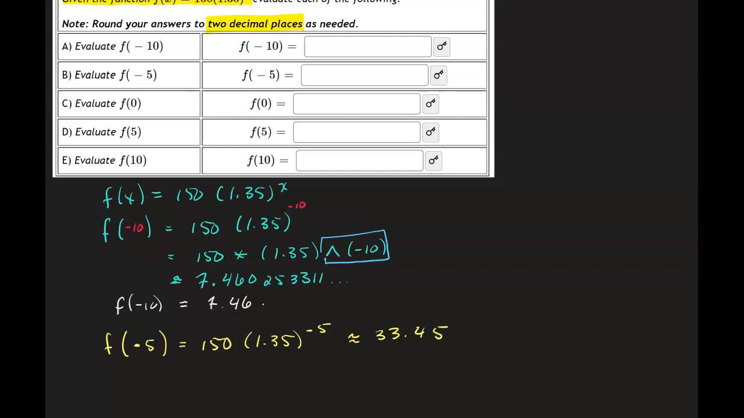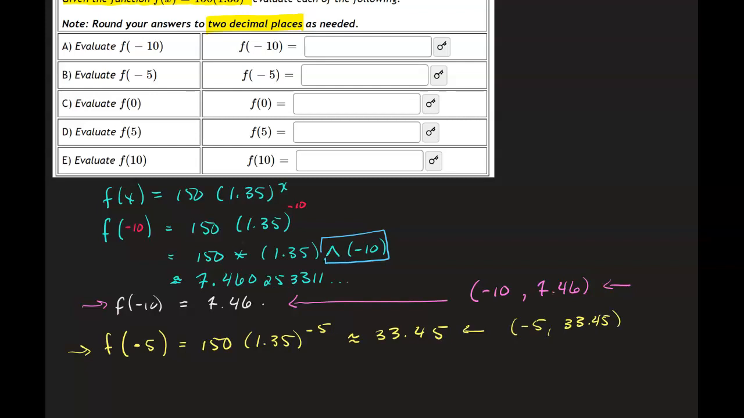So just to recap, when we're evaluating, we're popping in a particular value of the input and discovering what output is associated with it on this function. So we see that given that f of negative 10 is 7.46, we have the point negative 10, 7.46 on the graph. Given that f of negative 5 is 33.45, that gives us the point negative 5 and approximately 33.45 on the graph of this function.